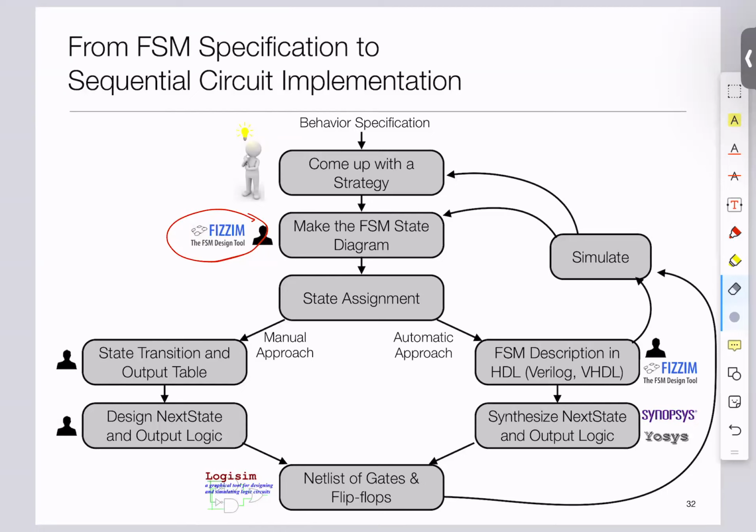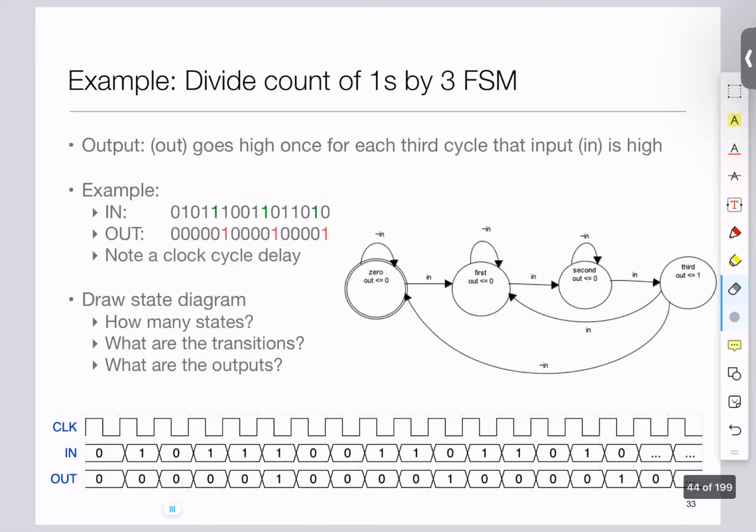So in real life, there is a sequence of things that we go through. You describe your FSM in some manner, and then gradually, eventually, it produces some netlist, some set of gates and all, to do your job. We are going to do it manually. Okay, so what's the step sequence that we are going to follow? So let's say I want to do that.